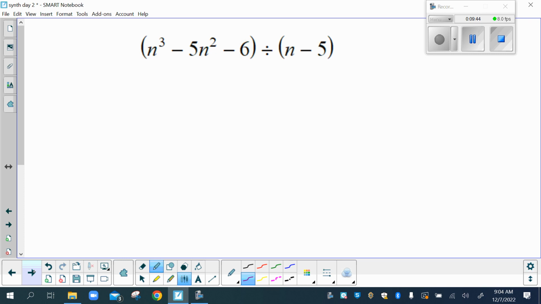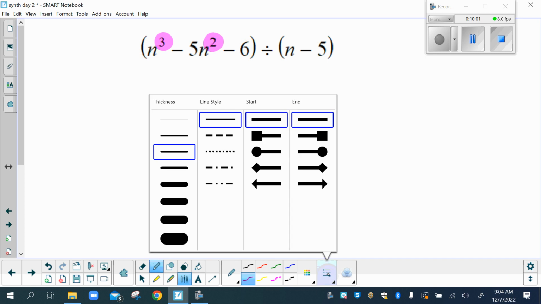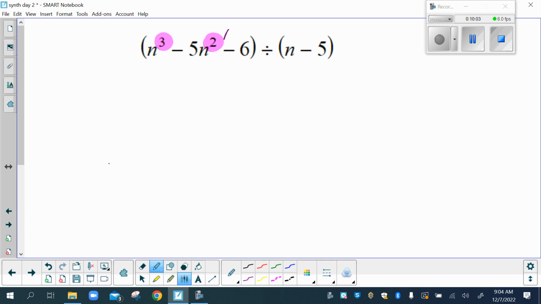There's something missing on this baby. There's something missing. And man, in 0 period, kids kept blowing this. Be careful here. That's to the 3rd power. That's to the 2nd power. There's no n to the 1st power. So I'm going to have to remember to put in a little 0n there. Does that make sense? I got to put that guy in.